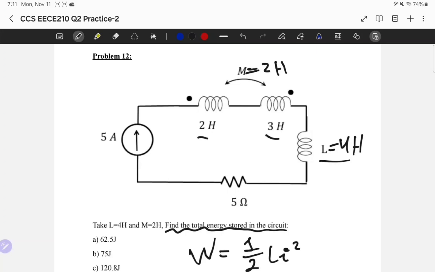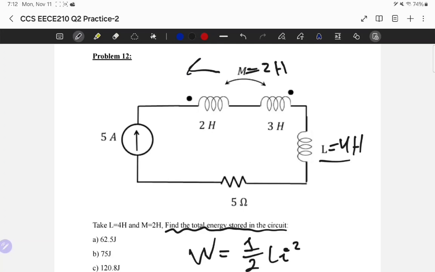Well, I obviously can't ignore it because some of the energy developed by the 2 Henry will affect the energy developed by the 3 Henry. So really, if the 2 Henry inductor is operating at a certain energy, it's gonna play around with the energy of the 3 Henry inductor. So I need to include the effect of the mutual inductance. But there's a problem.